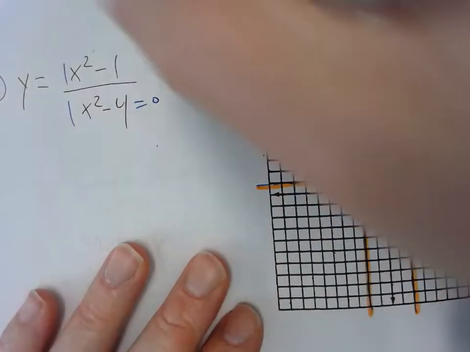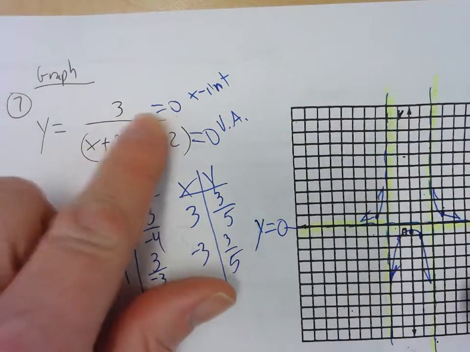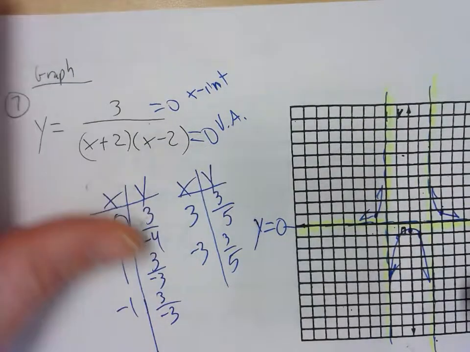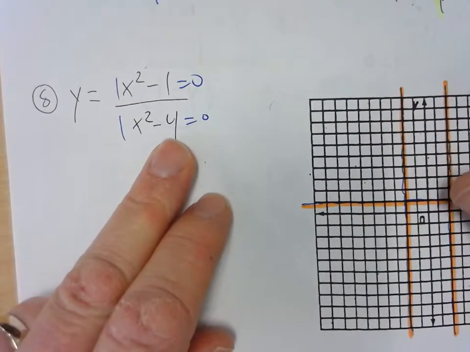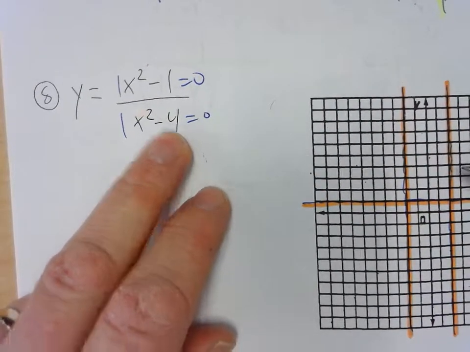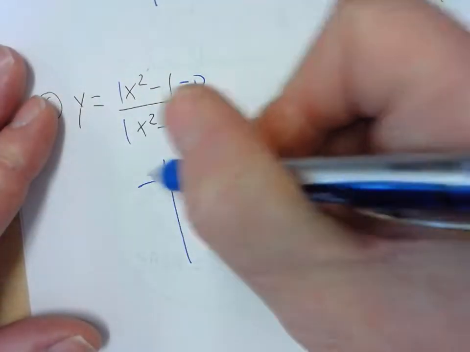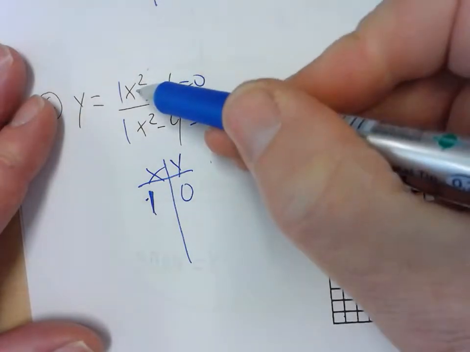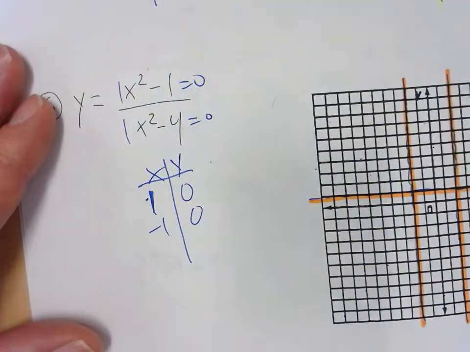Okay. So like I said up here, setting the top equal to 0 gives you your x-intercept, and there wasn't one because 3 equals 0 doesn't make any sense. Setting the bottom equal to 0 creates your vertical asymptotes. So I did that. Okay, plus and minus 1. So 1 would give me 0, because if I put 1 up here, then that would make the whole fraction 0, and then -1 would also make the fraction 0.